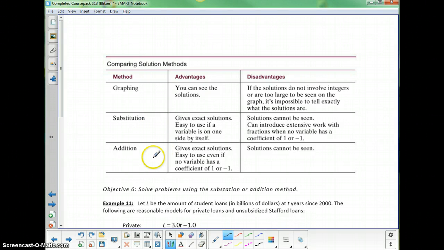Now for substitution and addition, they both give exact solutions, so that's an advantage. The disadvantages are that you can't see the solutions, and for substitution, there could be a possible disadvantage about extra work if none of the variables have a coefficient of 1. So sometimes it's going to be better to use addition, and sometimes it will be easier to use substitution. Both of these methods we're going to alternate between as the problem dictates. Graphing, though, is pretty unreliable, especially for problems that have large solutions or even fractional solutions.